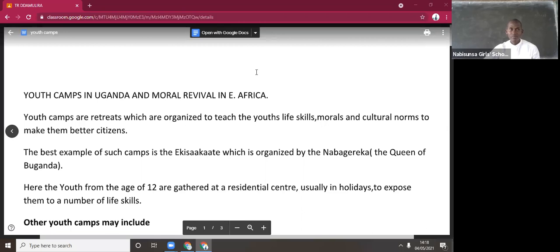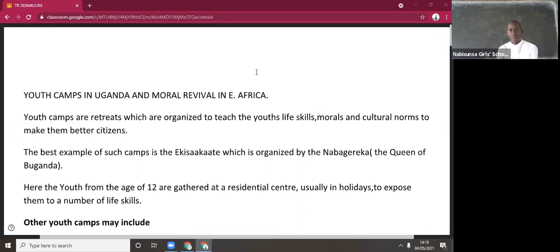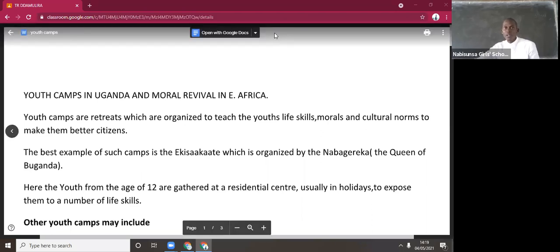Youth camps in Uganda and moral revival in East Africa. Youth camps are retreats which are organized to teach youth life skills, morals, and cultural norms to make them better citizens. The best example of such camps is the Ekisakaate, which is organized by the Nabagereka, the Queen of Buganda. Here, the youth from the age of 12 are gathered at the residential center, usually in holidays, to expose them to a number of life skills. Yes, thank you very much for sharing with us.